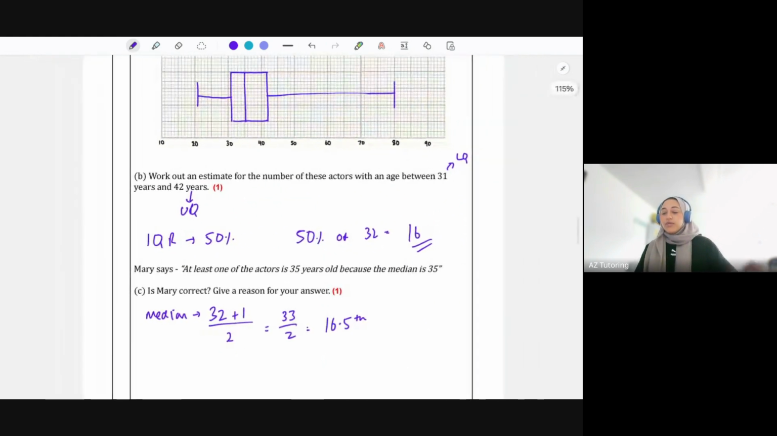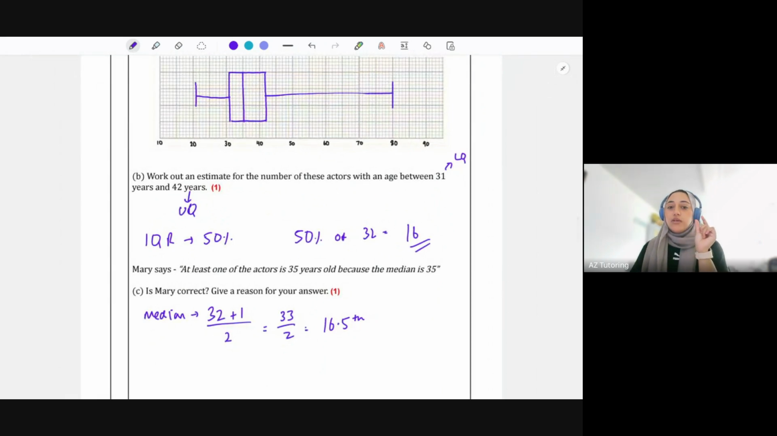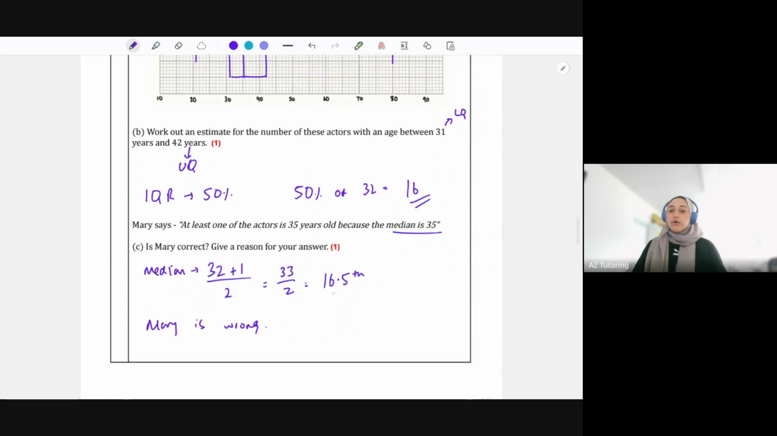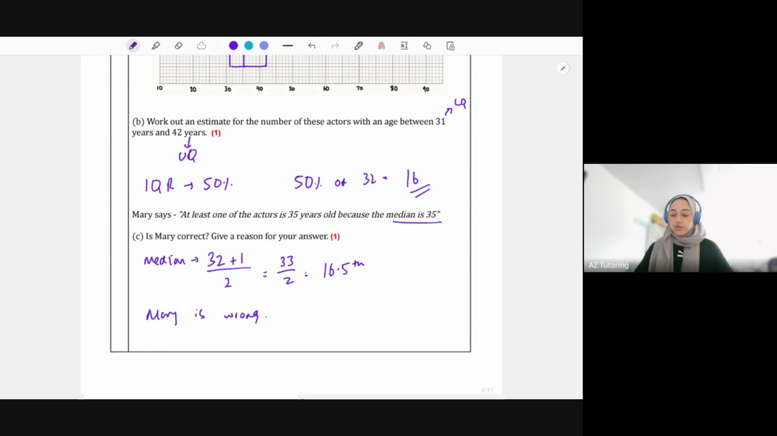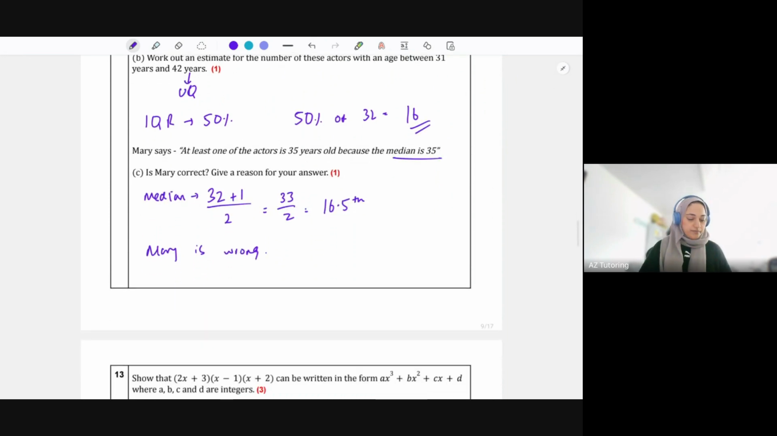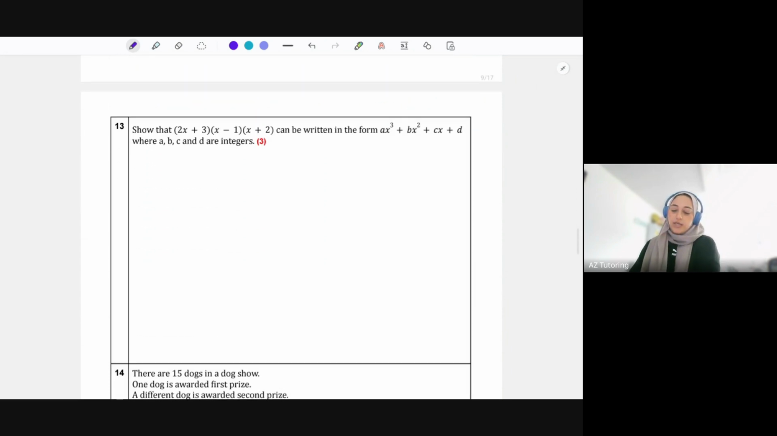So that means for us to find the median, we've had to go in between two numbers. So 2 actors' ages to get the answer of 35 for the median. So therefore, Mary is wrong for that reason. So just explain what I just said there, put it in some words. The fact that she's gone for the 16.5th number, which is in between two numbers, and in between them two numbers was 35. That does not mean that one of the actors is 35. So that's not the definition of median.